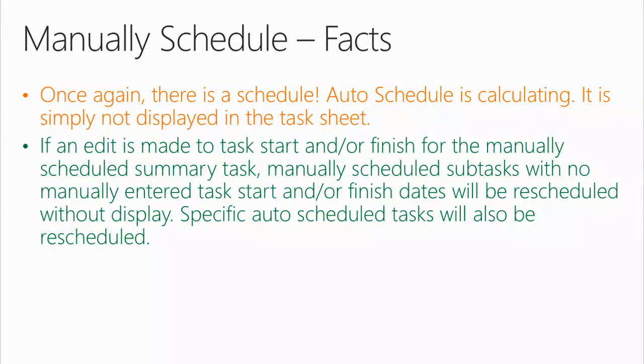If an edit is made to task start, end, or finish for the manually scheduled summary task, a manually scheduled subtask with no manually entered task start, end, or finish dates will be rescheduled without display. Remember that survey? I like manually scheduled mode because nothing else changes? Not true. Specific auto-scheduled tasks will also be rescheduled. We don't have time to go into all this today. But if I had to, I could pull Project up here and prove to you that this concept of, in manually scheduled mode, if I key something, nothing else changes? Not even close to the truth.